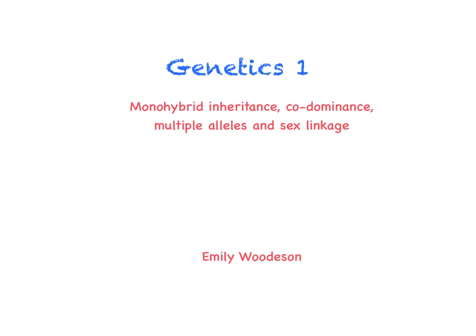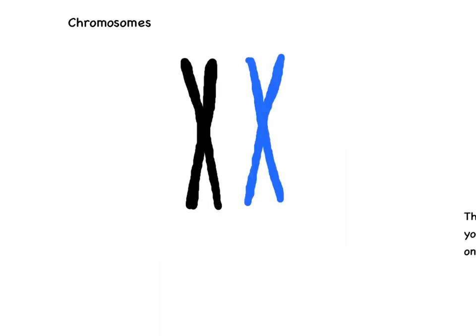In this video, I'm going to explain the standard level genetics, monohybrid inheritance, codominance, multiple alleles, and sex linkage. Firstly, a reminder of chromosome structure.